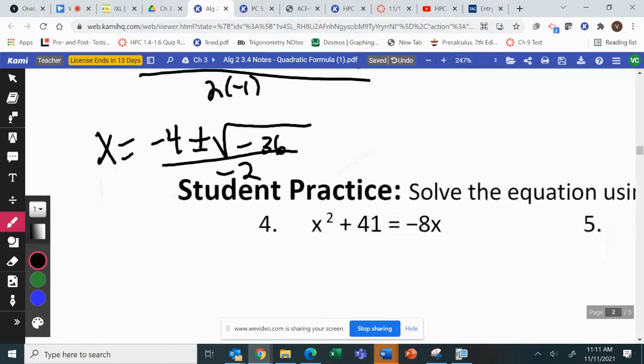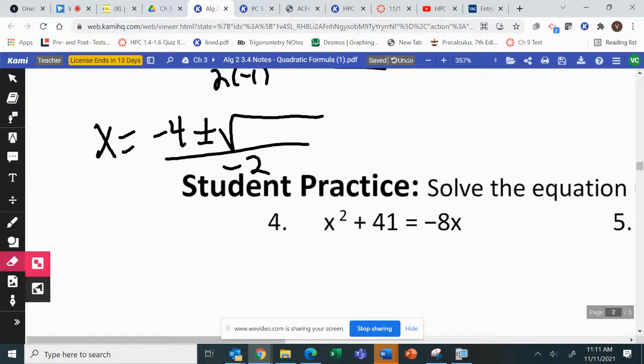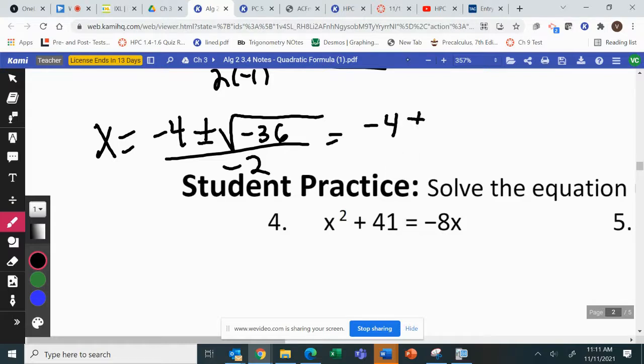Oh, it's messy, I know. Okay, this is where I am. Now we go through the directions. Number 1, did we simplify that square root far enough? No. It's 6i. You take the square root of a negative 1, it's i. So our next step is negative 4 plus or minus 6i over negative 2.